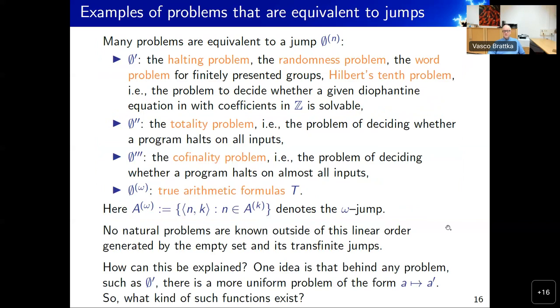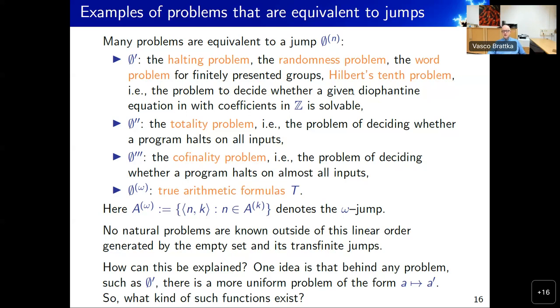Now, a lot of natural problems which are known, or basically all natural problems which are known, are equivalent to some jump of the empty set. So for instance, the halting problem is equivalent to the jump of the empty set. As I mentioned, the randomness problem, so the question whether a natural number is random or lawful, in the sense explained before, is in this equivalence class. The word problem for finitely presented groups. Hilbert's tenth problem, that's the question whether a given Diophantine equation is solvable or not. That's also in that equivalence class.